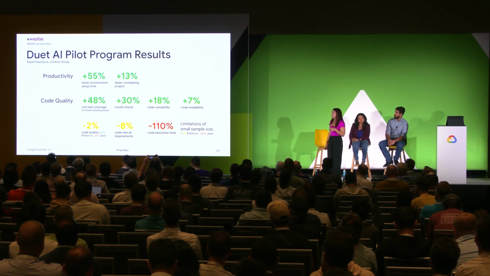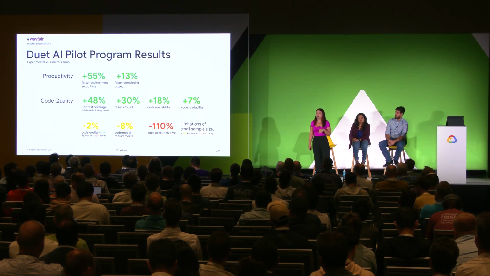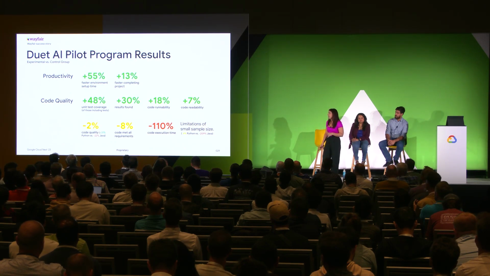We also saw an 8% lower chance of meeting all the code requirements. I do really want to zone in on this big red number at the bottom, which you might have seen right when I opened this slide. Negative 110% is a little scary number for code execution time. So this is the time it took for the project to actually run and find the results.